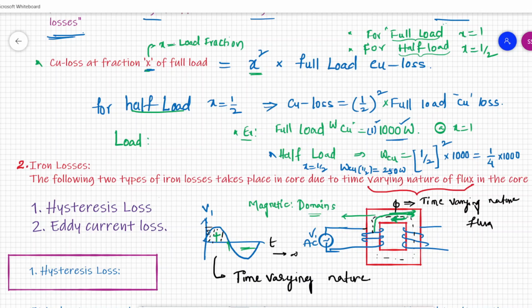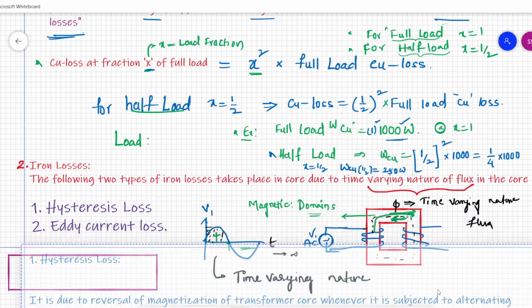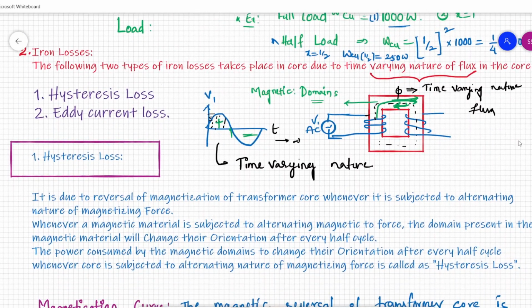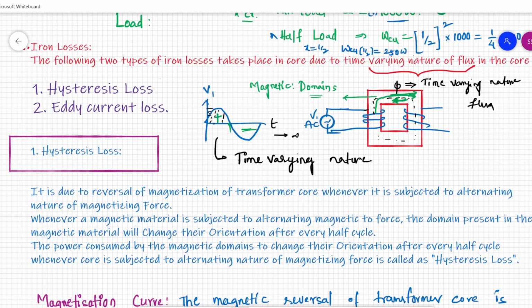So let us try to understand it clearly. So far we understand that we are giving AC supply to the transformer core, and the domains in the magnetic material try to flow in the forward direction for the positive half cycle of supply, and in the reverse direction for the negative half cycle of supply voltage. Now what is hysteresis loss here? It is due to the reversal of magnetization of the transformer. The reversal of these domains takes place for every full cycle. They are trying to flow forward as well as backward.